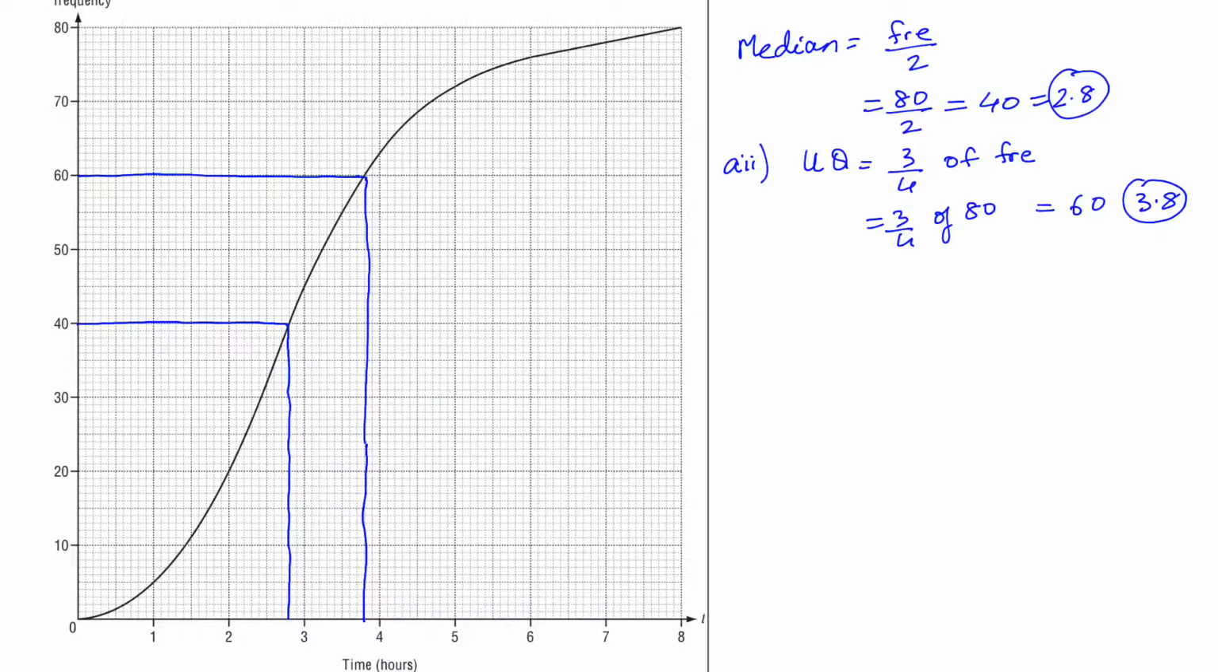In A3, they want you to find the interquartile range. Interquartile range means the upper quartile minus the lower quartile. We have already got our upper quartile. Now we need to find our lower quartile. To find the lower quartile, we'll do 1/4 of the frequency. That will be 20.